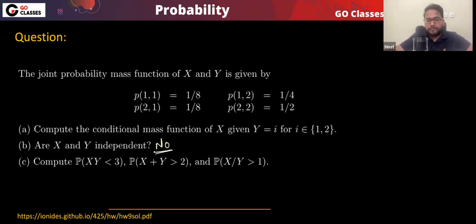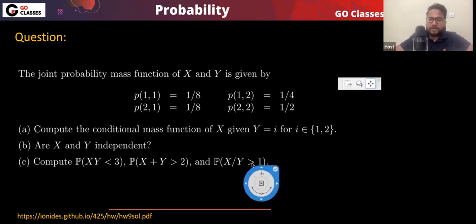Compute this. Okay, they are asking what is the probability that the multiplication of x and y is less than 3. So how to compute this?